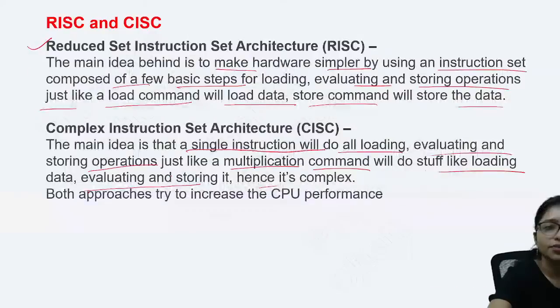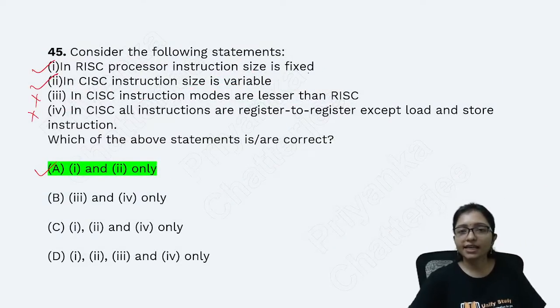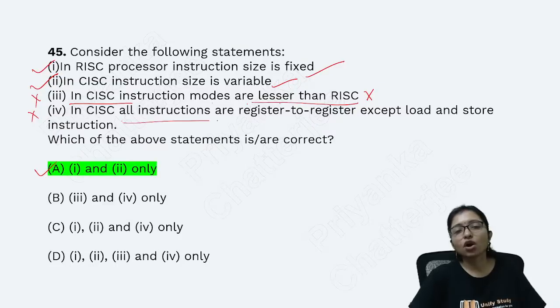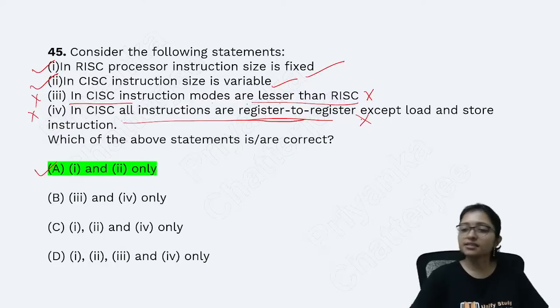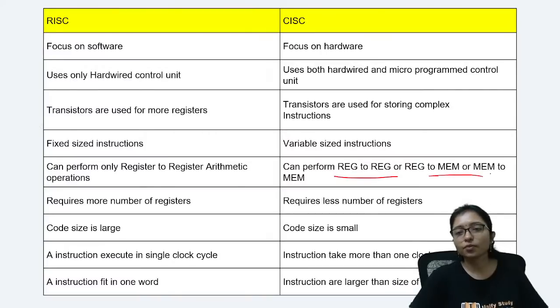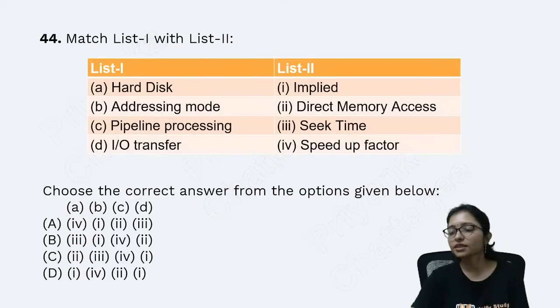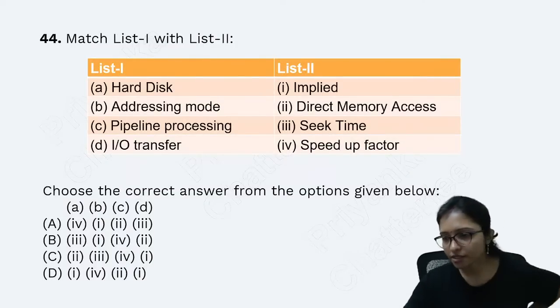So that's why, if you come back to the question, you can see RISC processor instruction size is fixed and CISC instruction size is variable. Here it was given that CISC instruction mode is lesser than RISC, that is wrong. CISC all instructions register to register, no, that is also wrong, because RISC is register to register, while CISC can do register to memory also: register to register, register to memory, memory to memory. This difference is very important, you must go through it. Maximum questions are coming from this area. Now tell me, what is the answer for this?